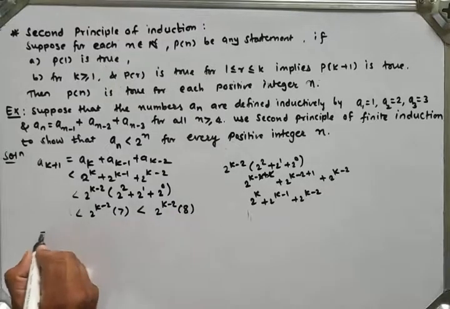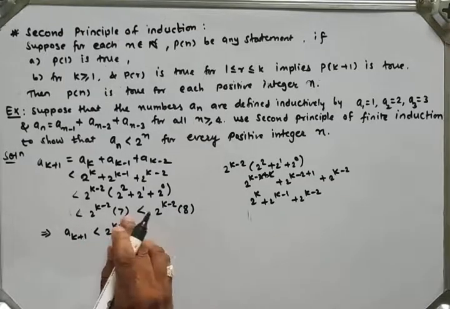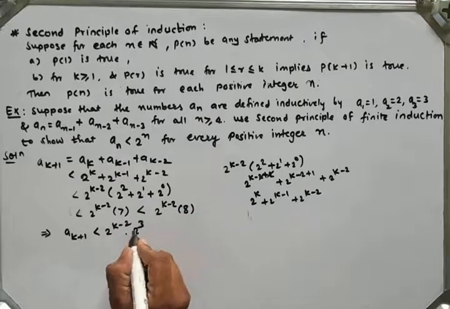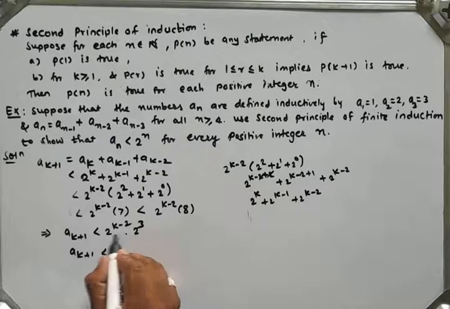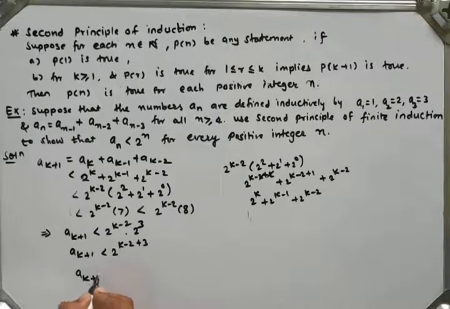So I will write directly a_(k+1) is less than 2^(k-2) times 8, and 8 is nothing but 2^3, right? So a_(k+1) is less than 2^(k-2+3), as the base is the same, so a_(k+1) is less than 2^(k+1). Hence the result is true, thus P(k+1) is true.